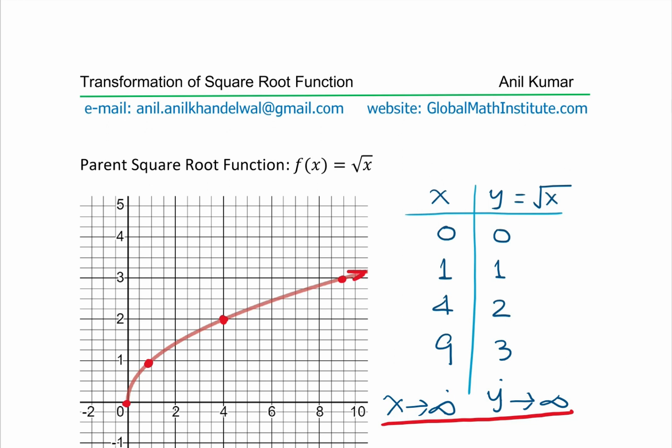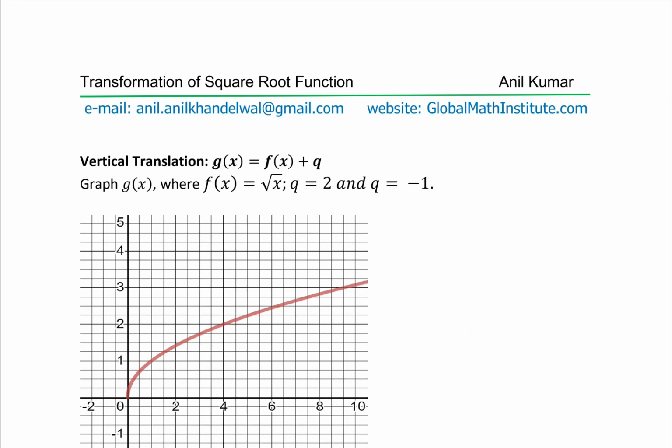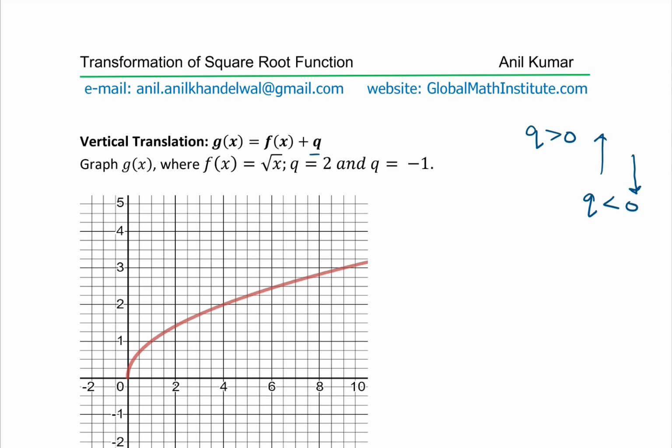Now with that in mind, let's take these transformations one by one. So we'll begin with vertical translation. As the name suggests, vertical means that either the graph will move up or it will move down. And this really depends on the value of q. So if the value of q is greater than 0, it moves up. And if the value of q is less than 0, it moves down. Simple as that.